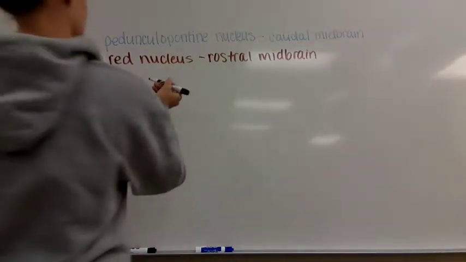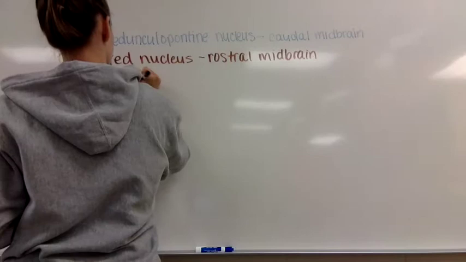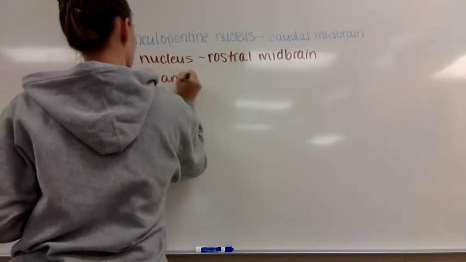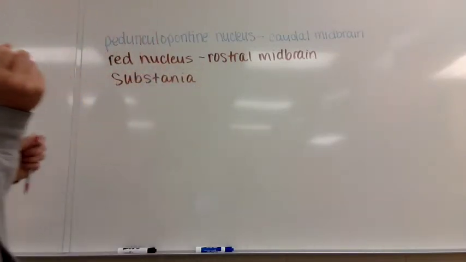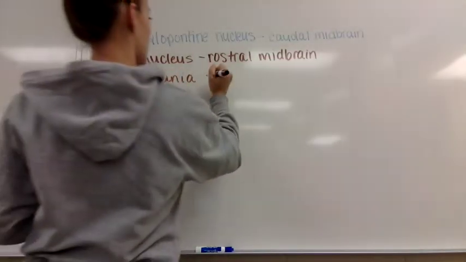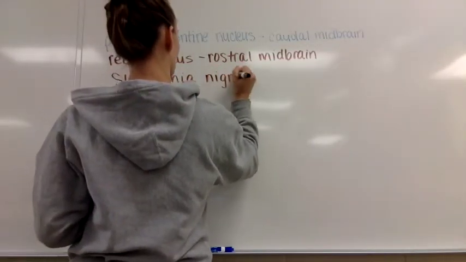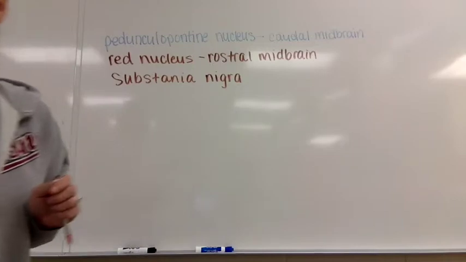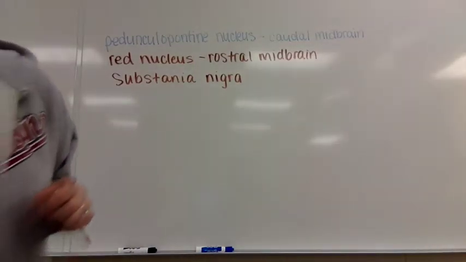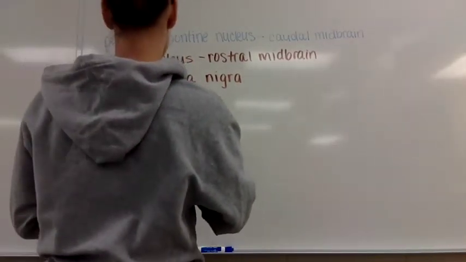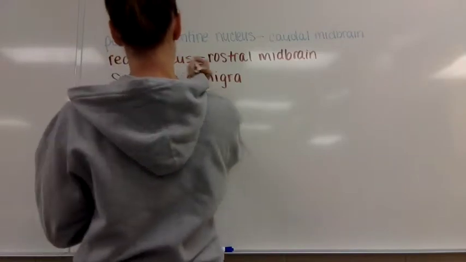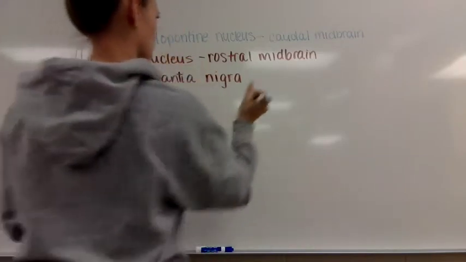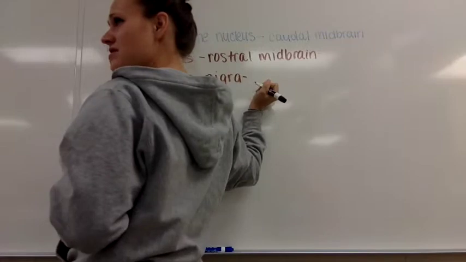Cerebral aqueduct is a space. It's just a channel. Because then you have both. And rostral? You're missing a letter. Substantia nigra, right here. Rostral midbrain.